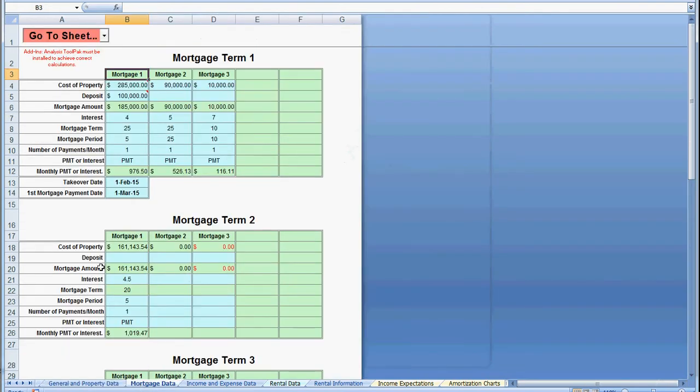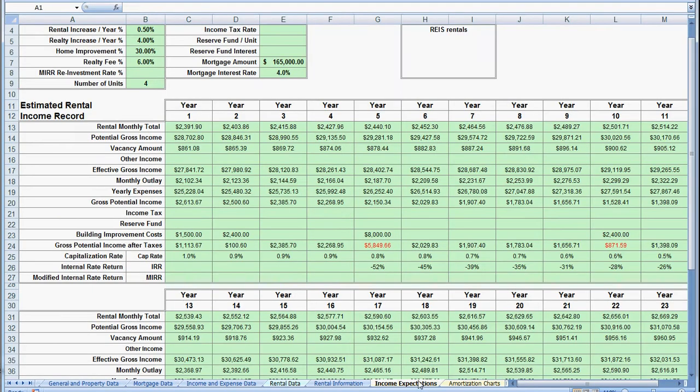If I go to mortgage data, I'm looking at spending $285,000 on this property. Well, let's see if I make an offer of $265,000. Does that get me where I need to be? Income and expectations? Well, at least I'm not losing money in the first few years, but I'm definitely not in that $6,000 range, that $500 a month.